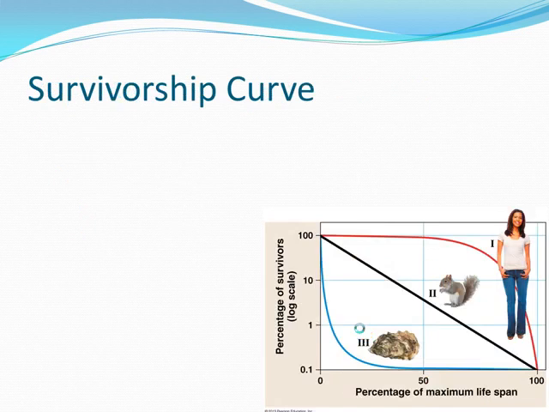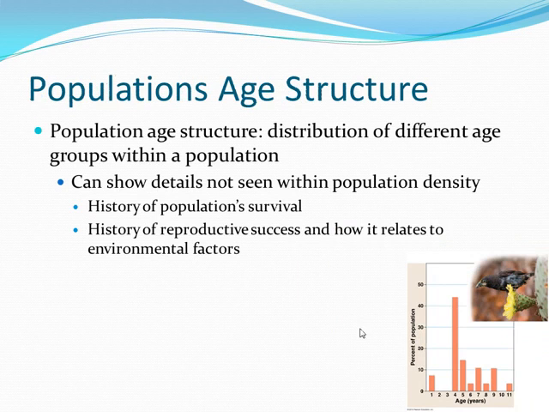So when we look at this particular figure here on the bottom right hand side, this is a finch, and looking at this particular population age structure here on this graph, what can you tell me about this graph?